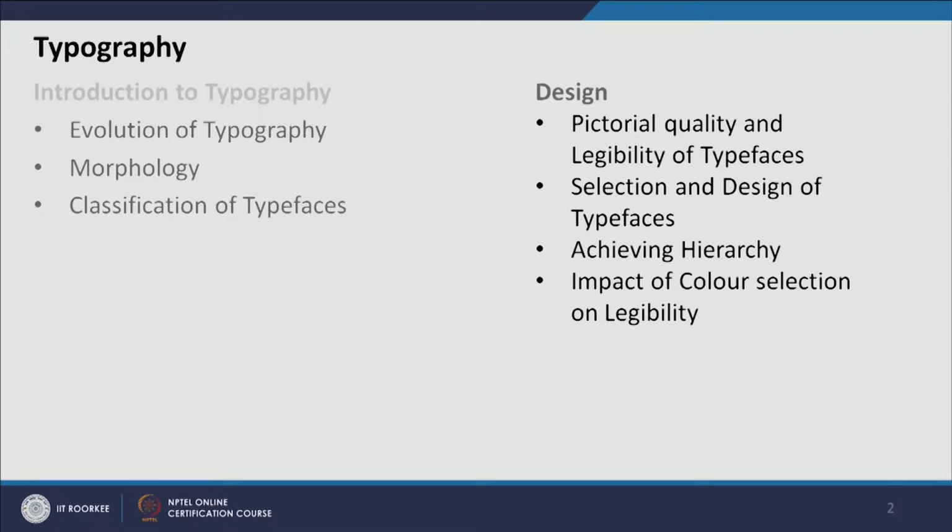The next part is the selection of a typeface. There is a large variety of typefaces available to designers today, so we can pick from a large range of typefaces. Which one to pick for a particular design, that we will discuss. And then in some cases, for logo design and brand identity design, we cannot pick existing typefaces. We have to design our own typefaces in some cases. So how do we design our own typefaces from a particular mood board? That we will touch upon.